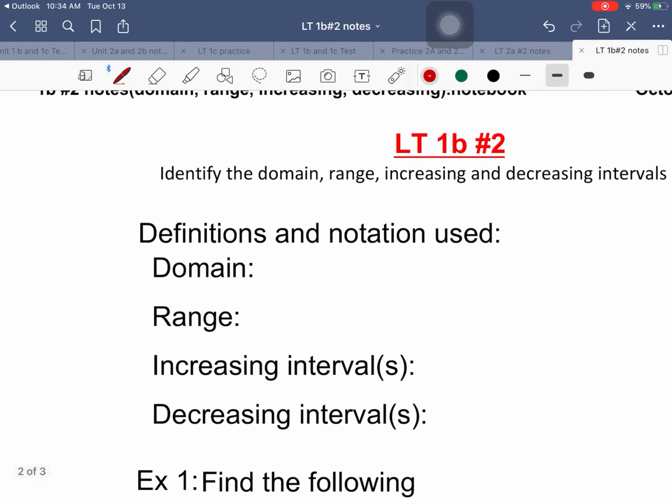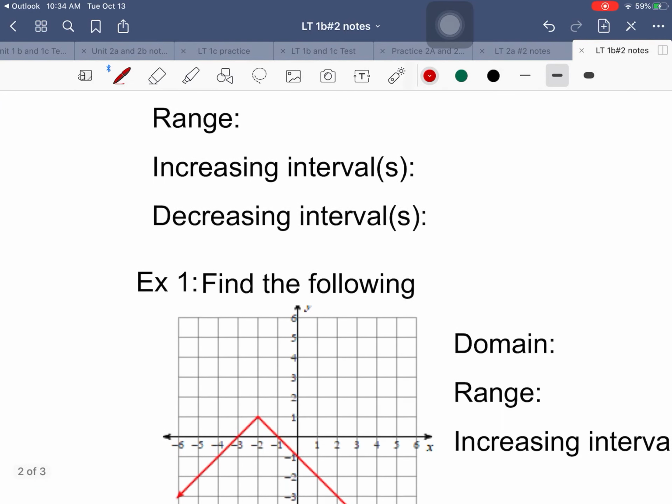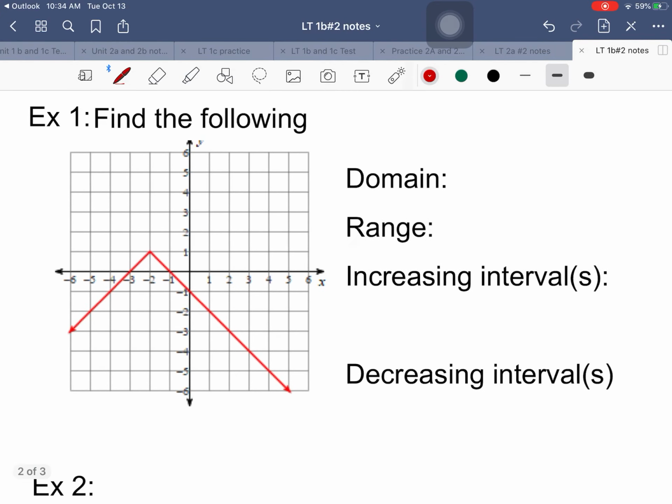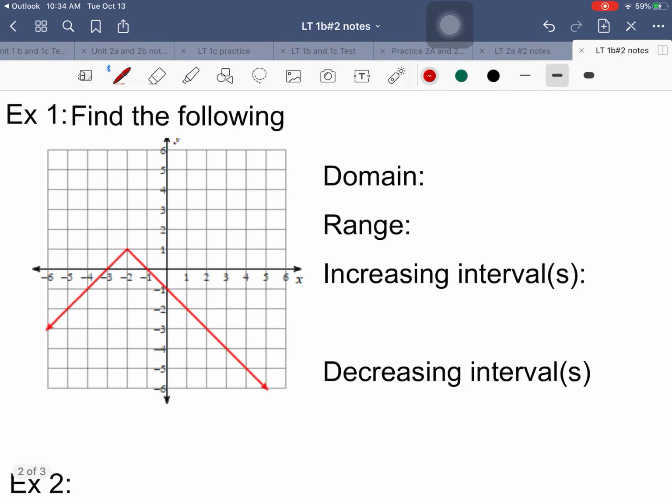So now let's get to actual, let's skip over the definitions. You should have those from previous notes. Domain here on this graph. So domain, let's work it out. So this is left to right. So how far left will the graph go? So I'm just starting on the left side. Well, that'll keep going left forever to negative infinity.